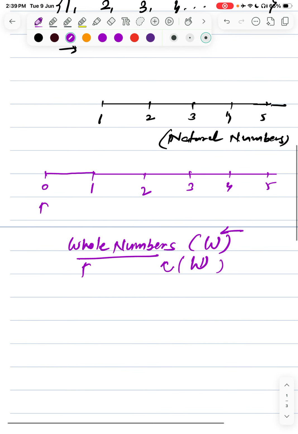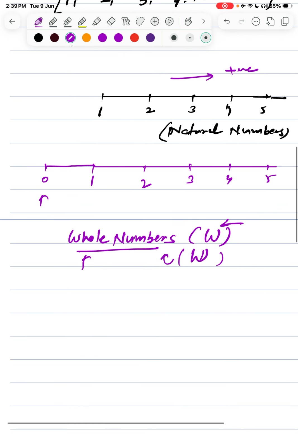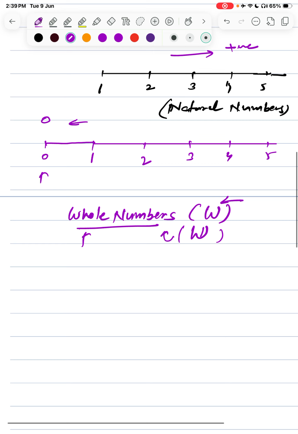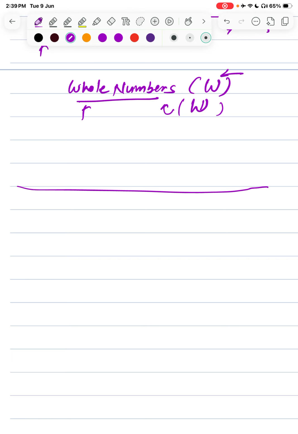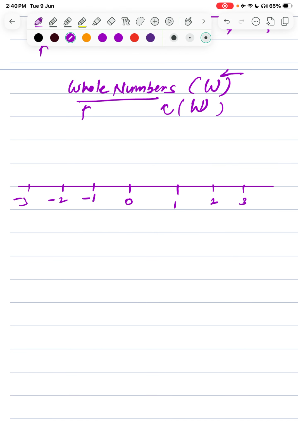Now let's move further from here. Earlier you moved in this direction, that is, in the positive direction. Let's move backward. You have taken one step back and added the number 0. Now again go back, and you will see more numbers. Let me just draw it. At this moment you will have 0, 1, 2, 3, 4, and so on. Now go back, and you will see numbers -1, -2, -3, and so on.